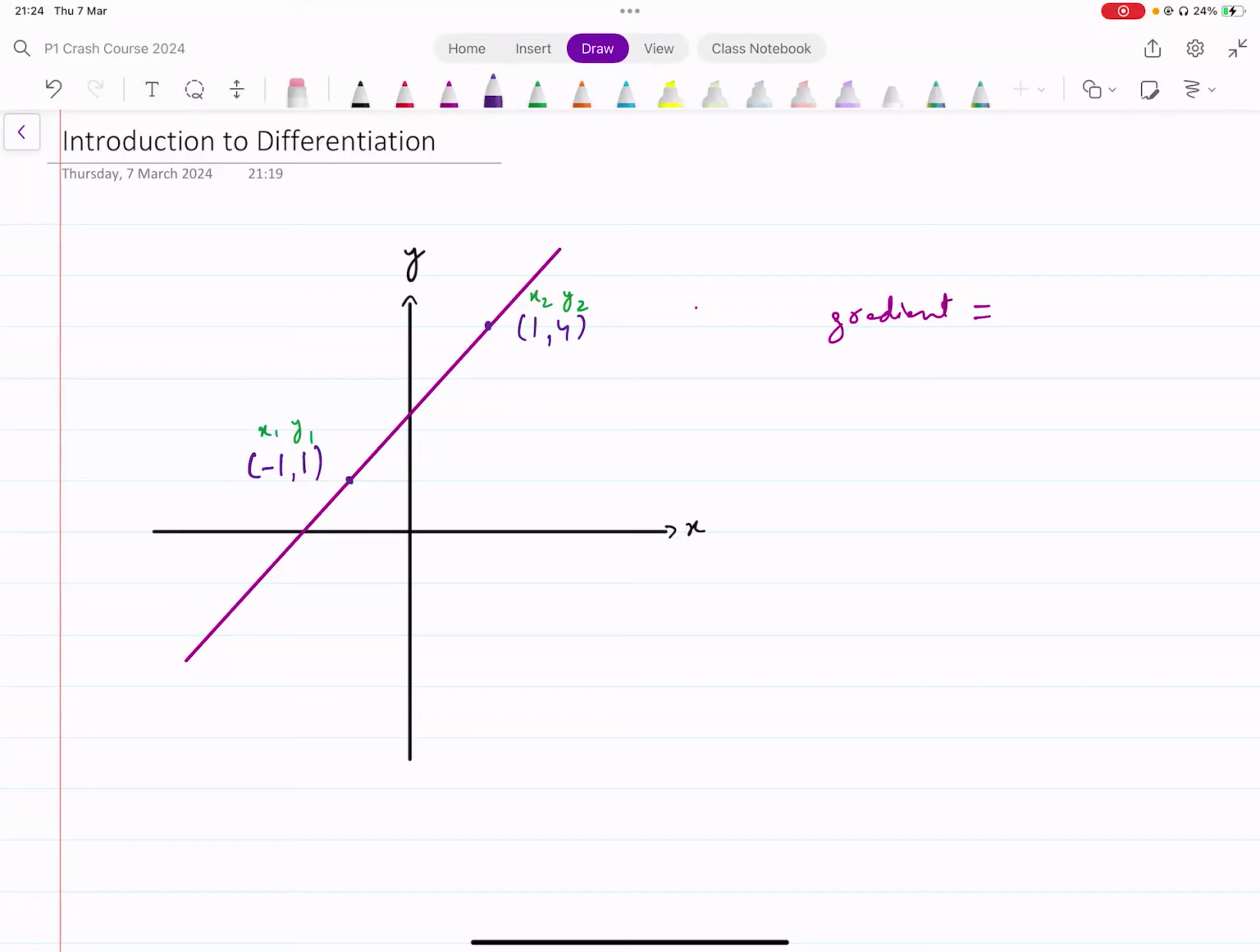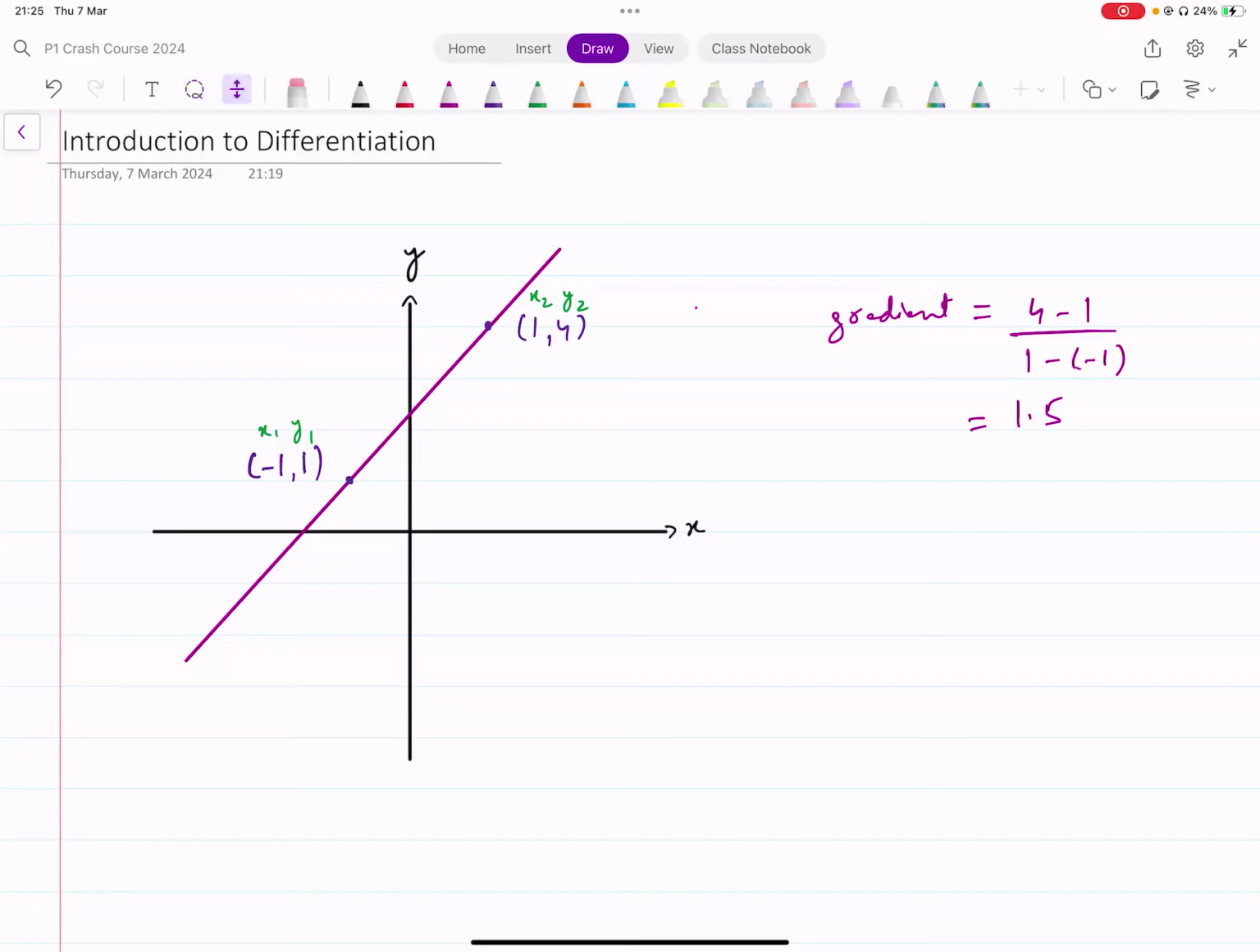Gradient turns out to be y2 minus y1, which is 4 minus 1 over x2 minus x1. That's 1 minus minus 1. That's 1 plus 1. And that gives us 3 over 2, which is 1.5. That's the gradient of this line. It turns out to be 1.5. So if I had to find the gradient of the line, I would just use this formula, y2 minus y1 over x2 minus x1.